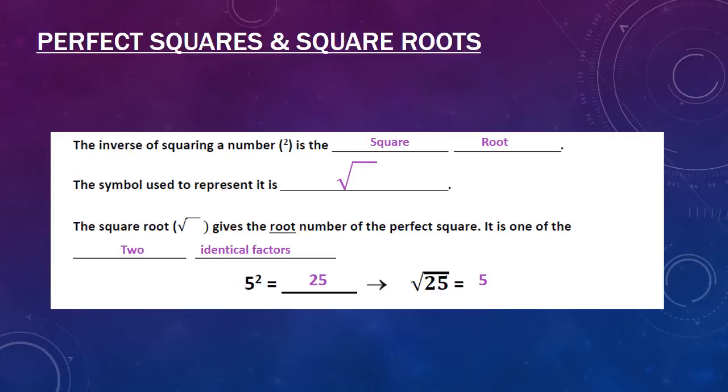And the square root symbol gives the root number, or the number that's being multiplied by itself to find the perfect square. It is one of the two identical factors. So if we look at this example, 5 squared, or 5 to the second power, the perfect square is 25. And on the flip side, if I said, what is the square root of 25? You're looking for the length of that side of the square, or the number that's being multiplied to get to 25.